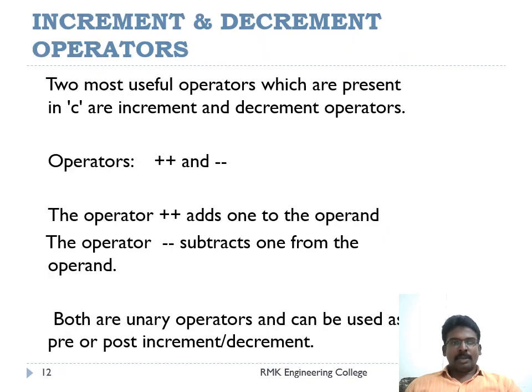So coming to the increment and decrement operators. The increment operator increments the value that is existing in the current operand by 1, and the decrement operator, that is minus minus, decrements the value by 1. Let's see with an example.